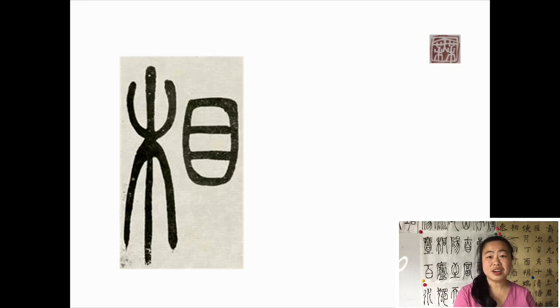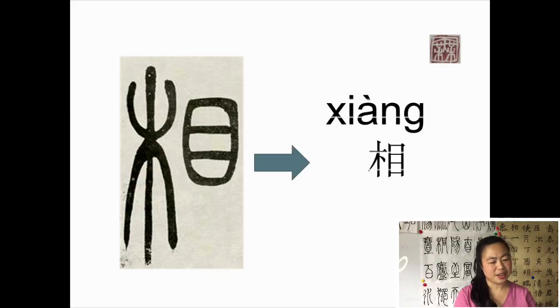Welcome to the beauty of symmetry in Chinese calligraphy. In this lesson, we are going to learn this character. In modern simplified characters, it's like this. It is pronounced as xiàng, which means appearance. So you can look at this character. I think it's nearly the same as the modern simplified character, right?